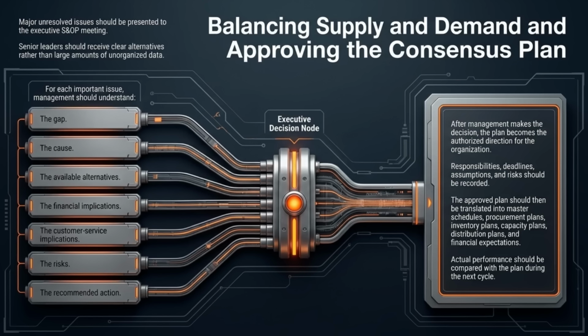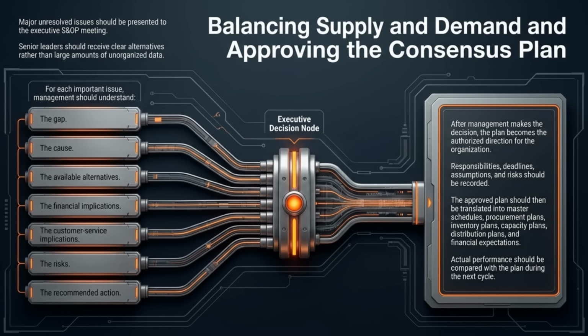Major unresolved issues should be presented to the executive S&OP meeting. Senior leaders should receive clear alternatives rather than large amounts of unorganized data. For each important issue, management should understand the gap, the cause, the available alternatives, the financial implications, the customer service implications, the risks, and the recommended action.